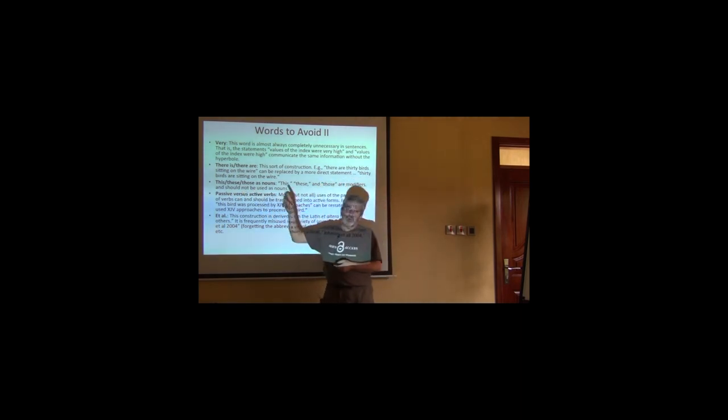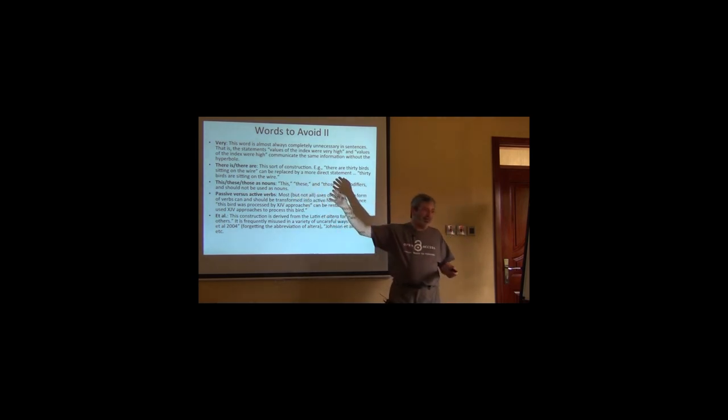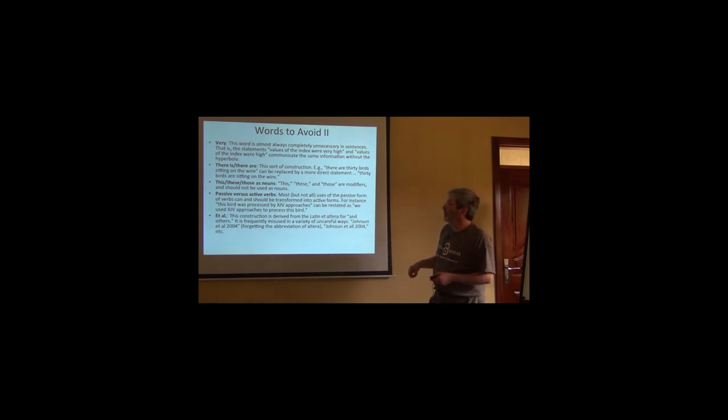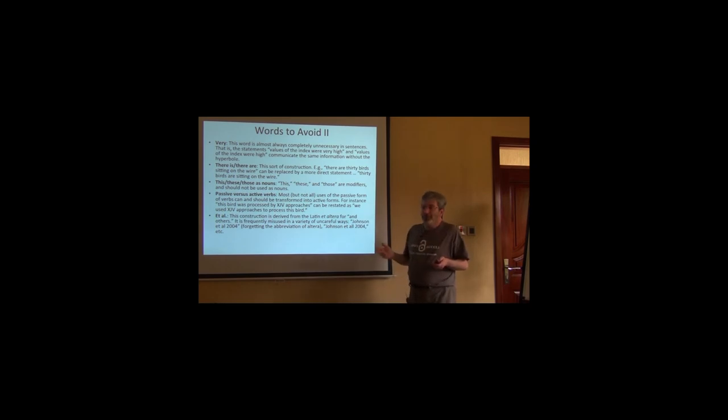"This," "these," "those" should never be used as nouns. This computer, but not "this is." Right? This computer is. Now, make a difference between how we speak and how we write, okay? I don't care what you do when you speak, if I can understand you. But when you write, this, these, those should never be nouns. Passive versus active verbs. "This bird was processed by XJV approaches" can very easily be restated as "We used XJV approaches to process this bird." It's just reorganizing the sentence, but it makes your language much more direct.